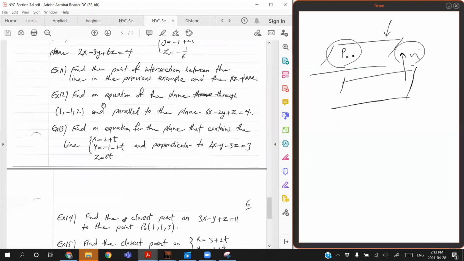You understand this one? Find an equation of the plane through this point and parallel to this other plane. So you have a point and you get the normal from this one. The normal would be 6, minus 2, 1.